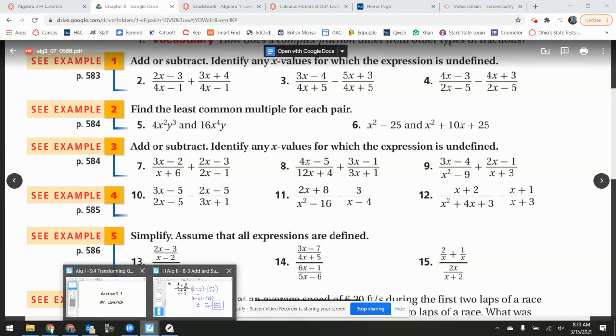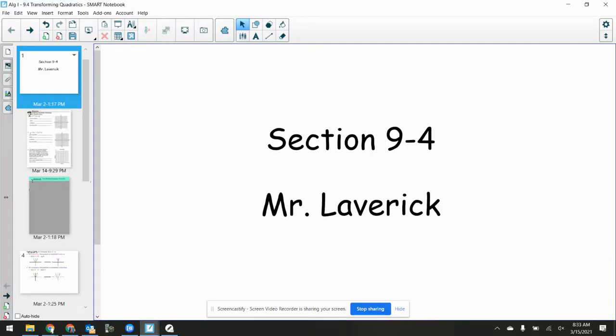All right, welcome back, everybody. So this is section 9.4, going over the homework from section 9.4, that practice D worksheet. Again, you guys will like to see that we do have another worksheet problem tonight, section 9.4 worksheet. But let's get started, shall we?